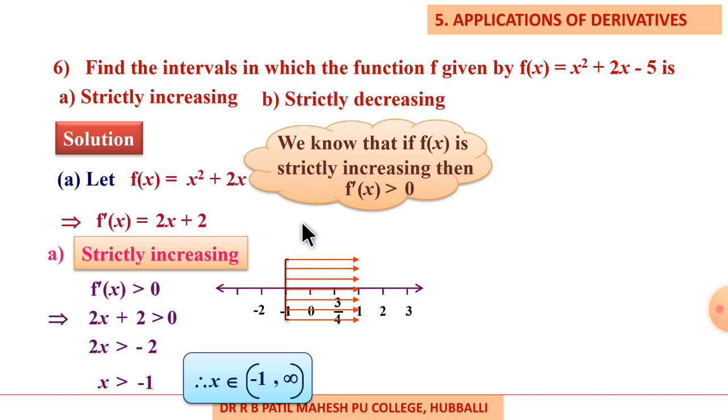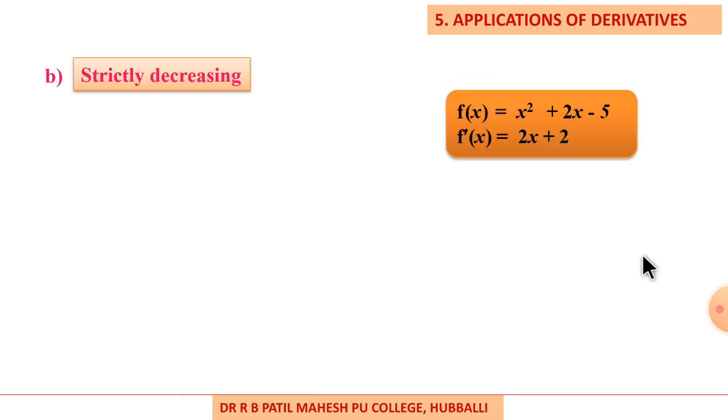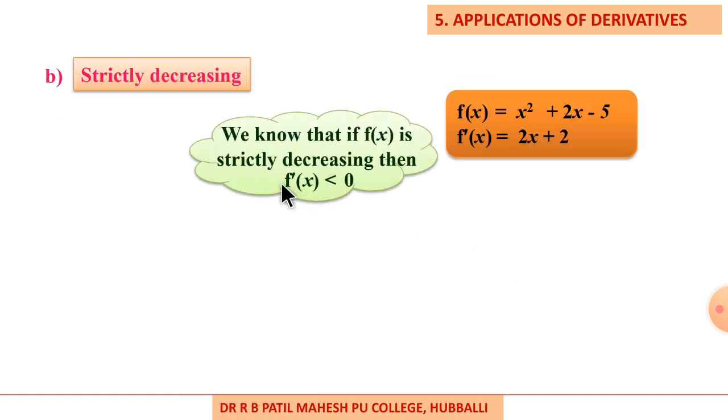Now similarly you can calculate the second one. At what interval is the function strictly decreasing? For this one you can apply f dash of x less than 0. So f dash of x is already 2x plus 2. Now start with f dash of x less than 0, then 2x plus 2 is less than 0.